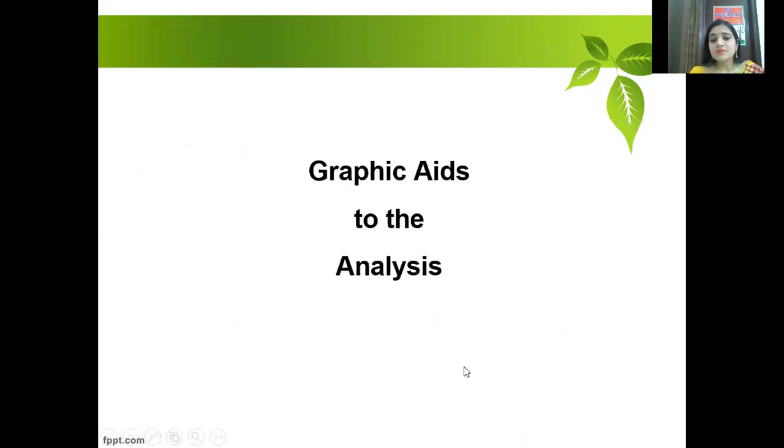In our next presentation, we'll be discussing graphic aids to the analysis. This was just mean, median, and mode and the tabulation of the data, right? If we have presented the data in the form of mean, median, mode, and the table format, even after that, we can go with line graphs, charts, bar graphs. So many things are there, right? And that makes the analysis more beautiful because it is always said a picture says more than 100 words, right? So we'll be discussing graphic aids to the analysis in our next video.